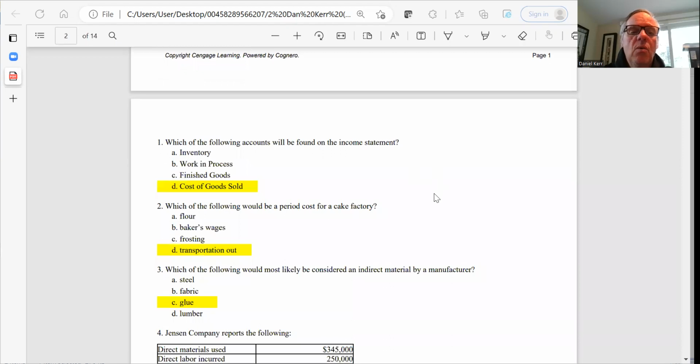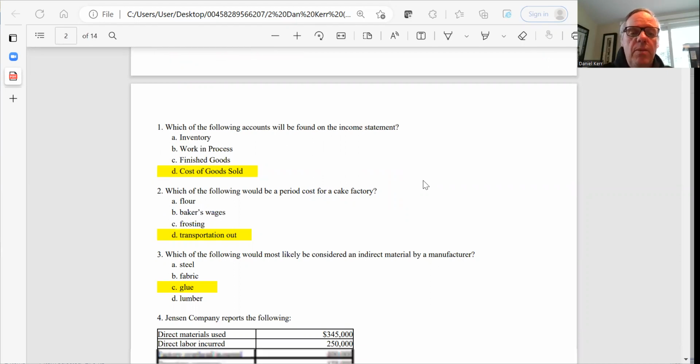So here goes. Which of the following accounts will be found on the income statement? The only one that's found on the income statement is cost of goods sold. The rest of them are all inventory accounts, which will be on the balance sheet. As we go through these, remember the first 8 questions were drawn from Chapter 1.